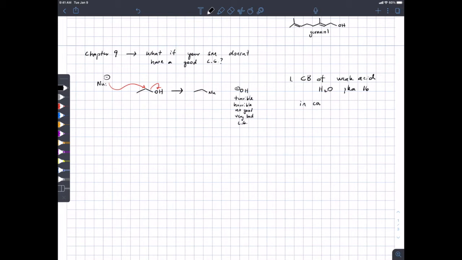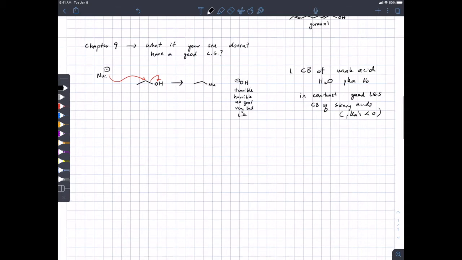In contrast, good leaving groups have the characteristic that they are conjugate bases of strong acids. That's generally acids whose pKa's are less than 0. Okay? So that's the primary reason why we're not going to use OH minus as a leaving group.